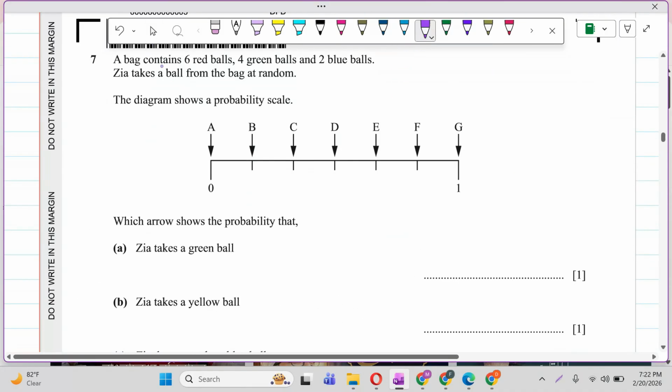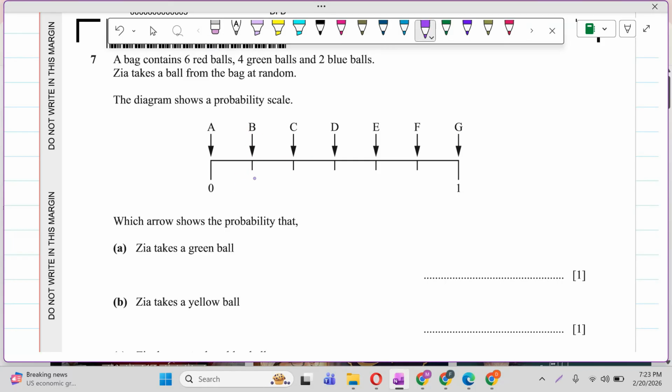Question number 7. A bag contains 6 red balls, 4 green balls, and 2 blue balls. Zia takes a ball from the bag at random. The diagram shows the probability scale. When you have the probability scale, you should not consider the zero probability. The remaining probabilities should be counted. For example, 1, 2, 3, 4, 5, 6. So these are 6 from B to G.